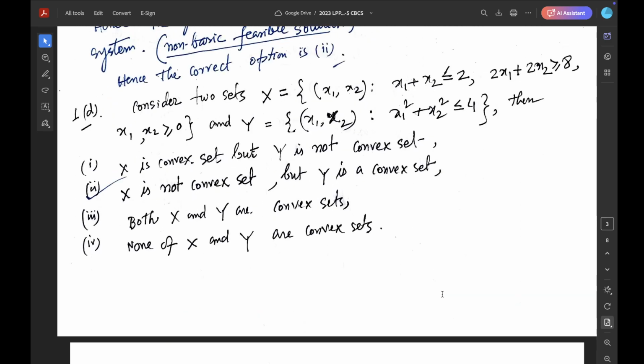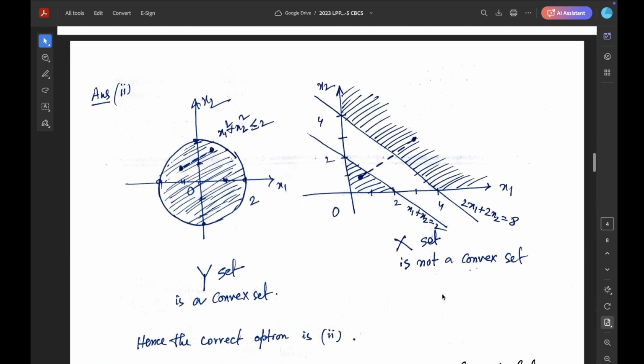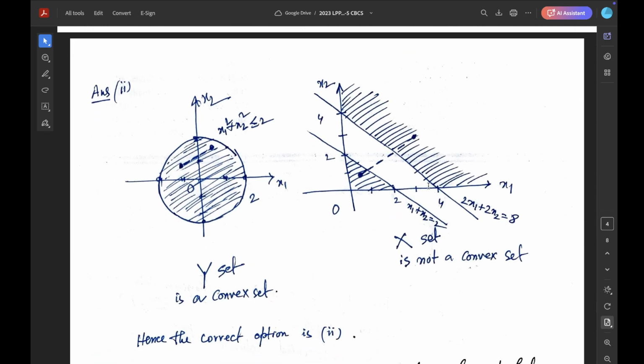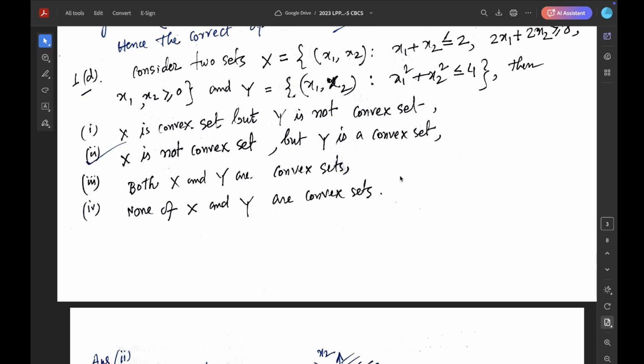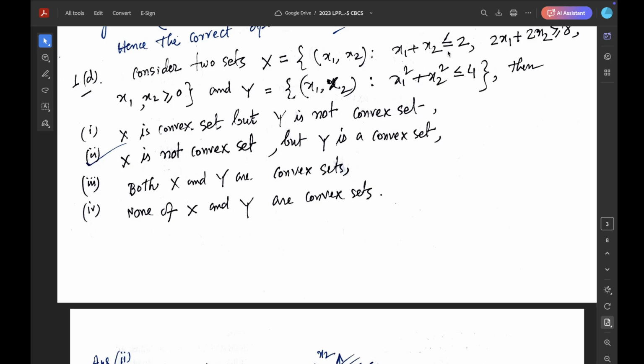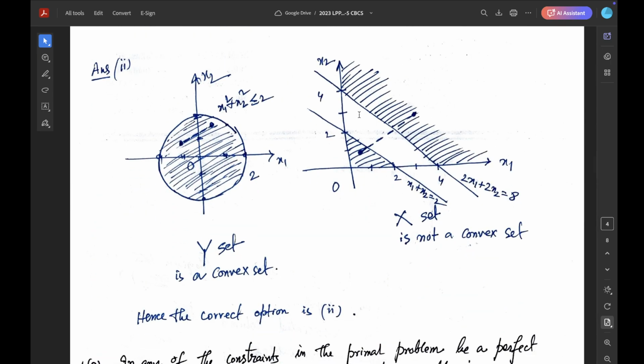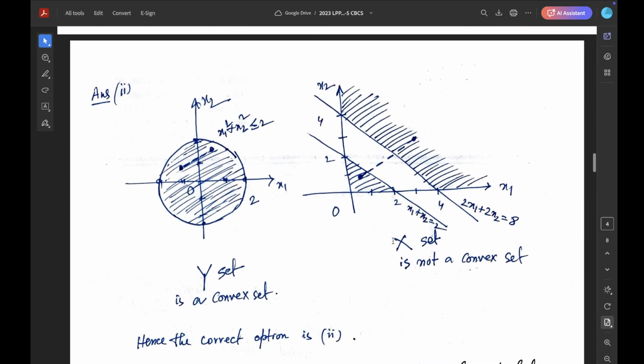And 2x1 + 2x2 = 8, so x1/4 + x2/4 = 1. This is the greater than or equal to region and this is the less than or equal to region. The corresponding shaded region, hence this capital X, is a joining of these two portions. So obviously this capital X is not a convex set.